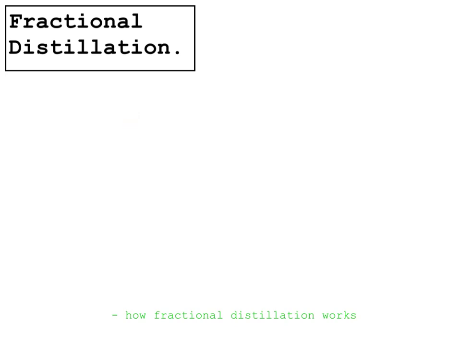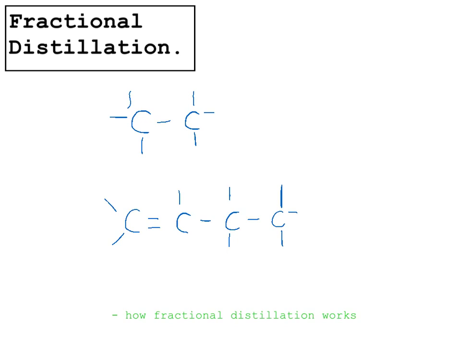So it might have ethane, it might have butene, it might have cyclohexane. And all of these different compounds are different sizes. And that's what allows them to be separated, because different sized compounds have different size van der Waals forces acting between them, which means they all have different boiling points. And that's the key thing with fractional distillation.